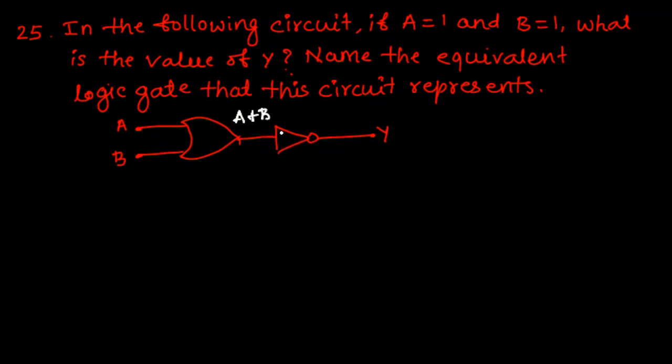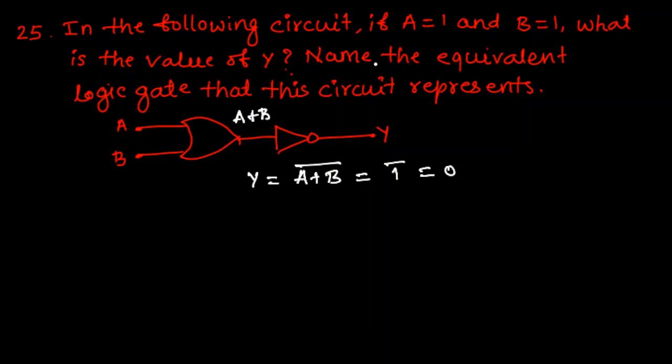And this one is a NOT gate. NOT gate means it reverses the input. Therefore, here you will get Y is equal to inverse of this. So here A plus B will be 1. So its inverse is 0. So output will be 0. This is the first part. In the following circuit, if A equal to 1, B equal to 1, what is the value of Y? So the value of Y is 0.